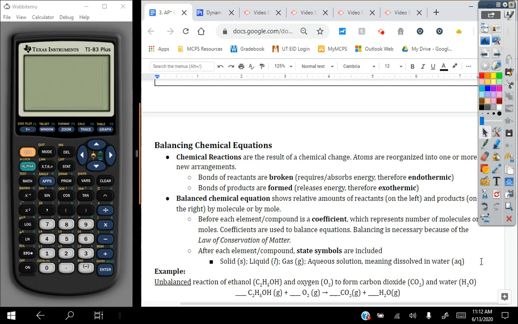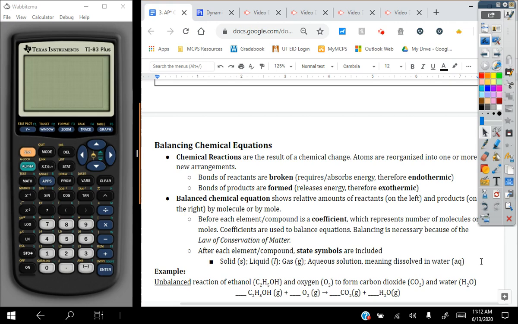So some things to remember from first year chemistry is that chemical reactions are the results of a chemical change. When this occurs, atoms are reorganized into one or more new arrangements. The way this is done is by breaking bonds of the reactants and by forming new bonds to form new products. Something to recognize is that a bond breaking process always requires or absorbs energy. It takes energy to pull atoms apart and break their current intramolecular interactions in order to rearrange.